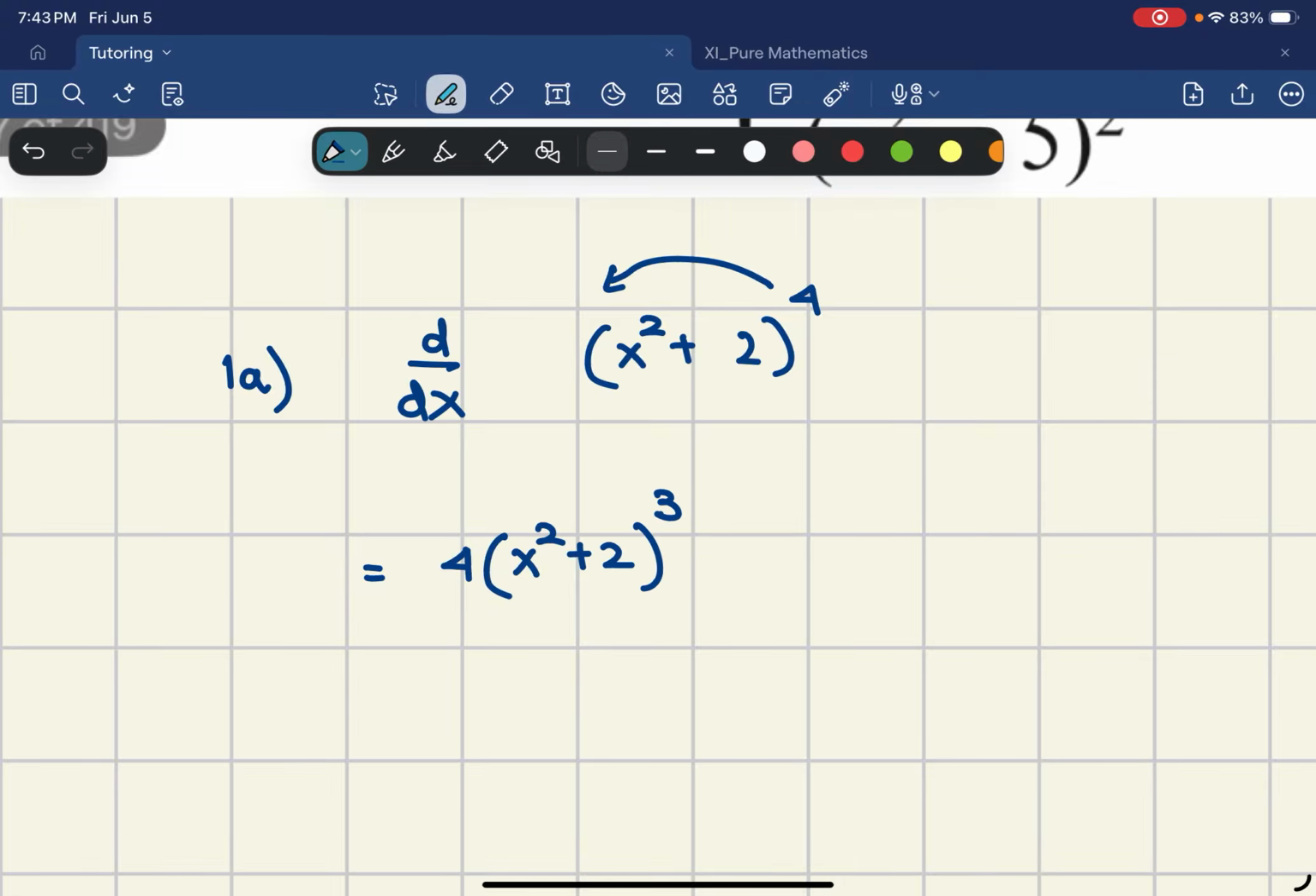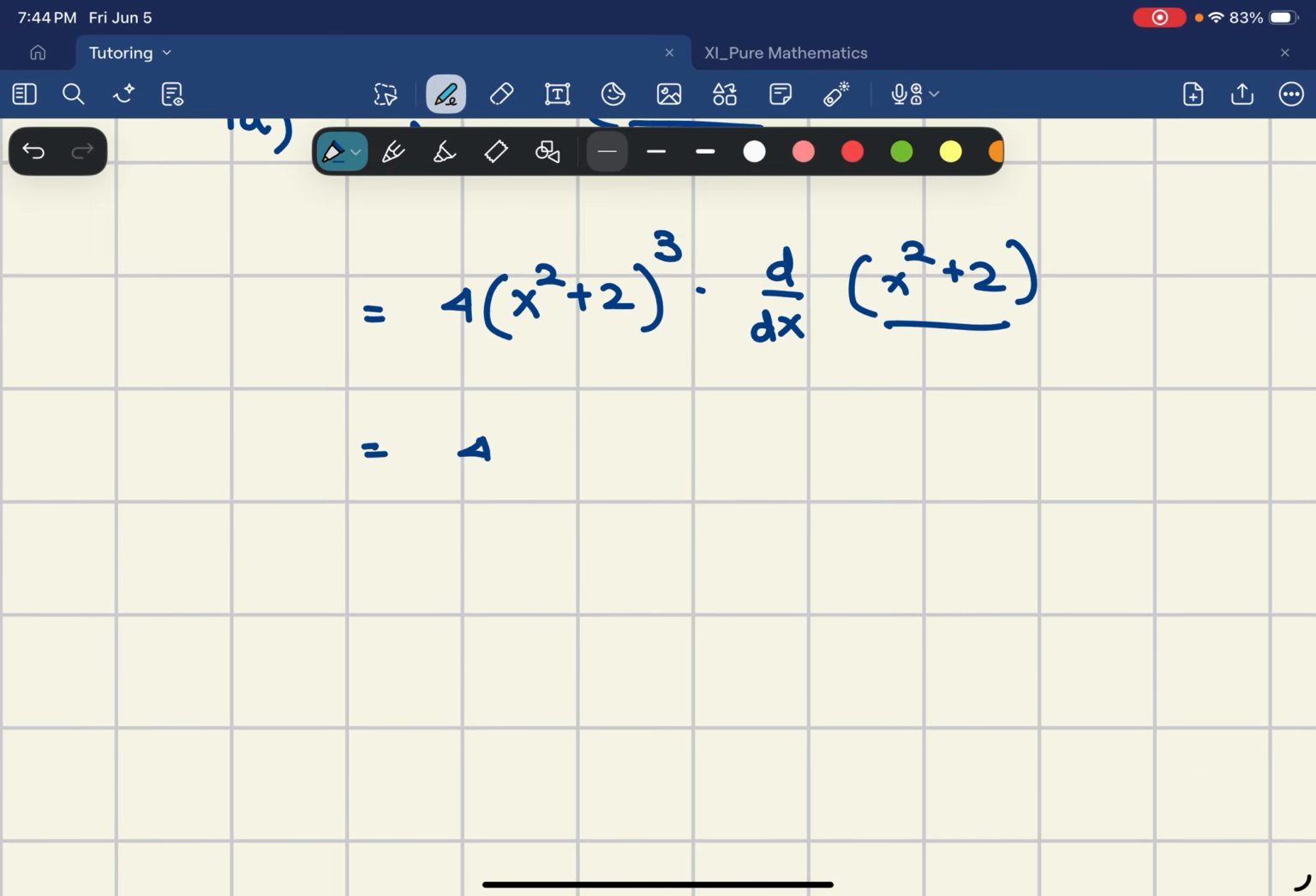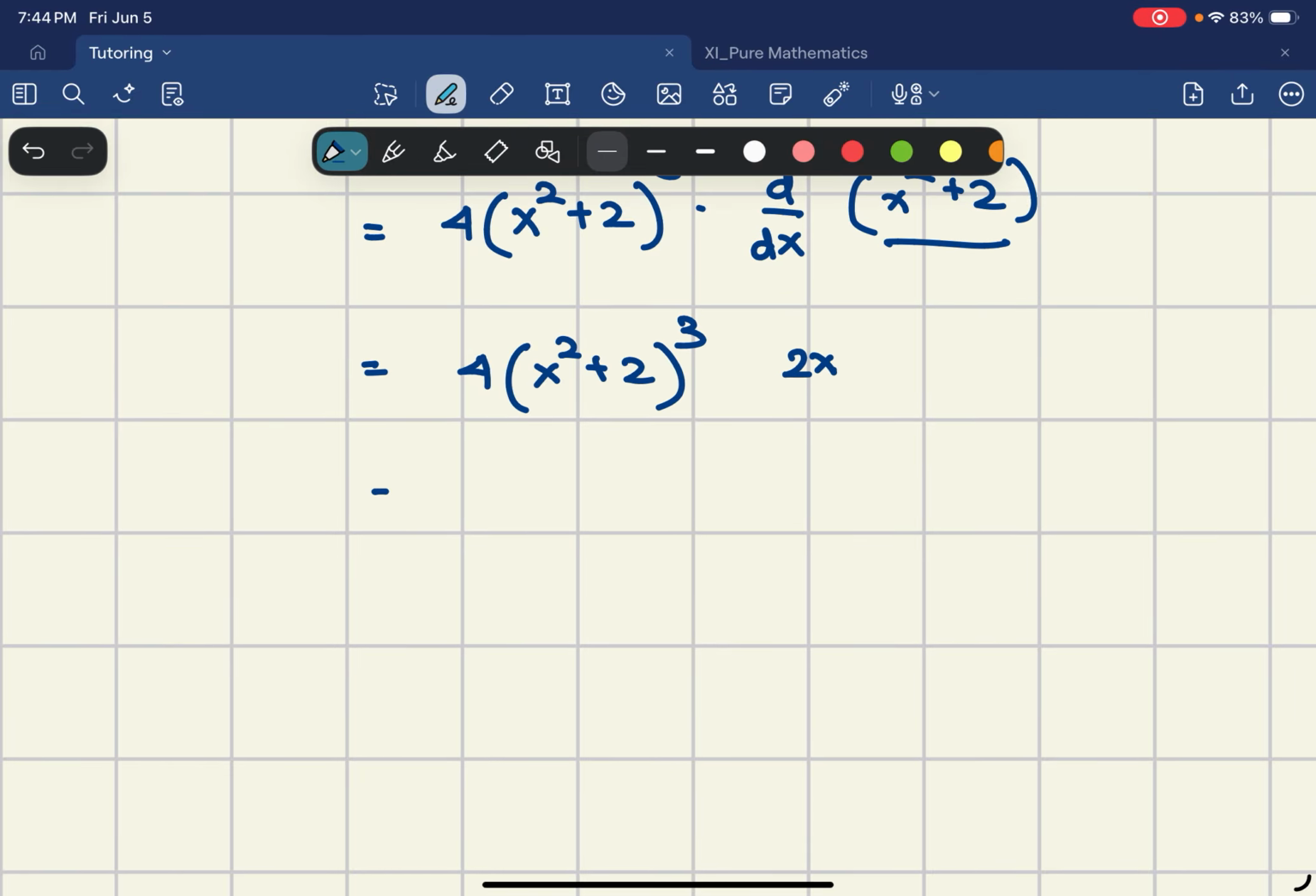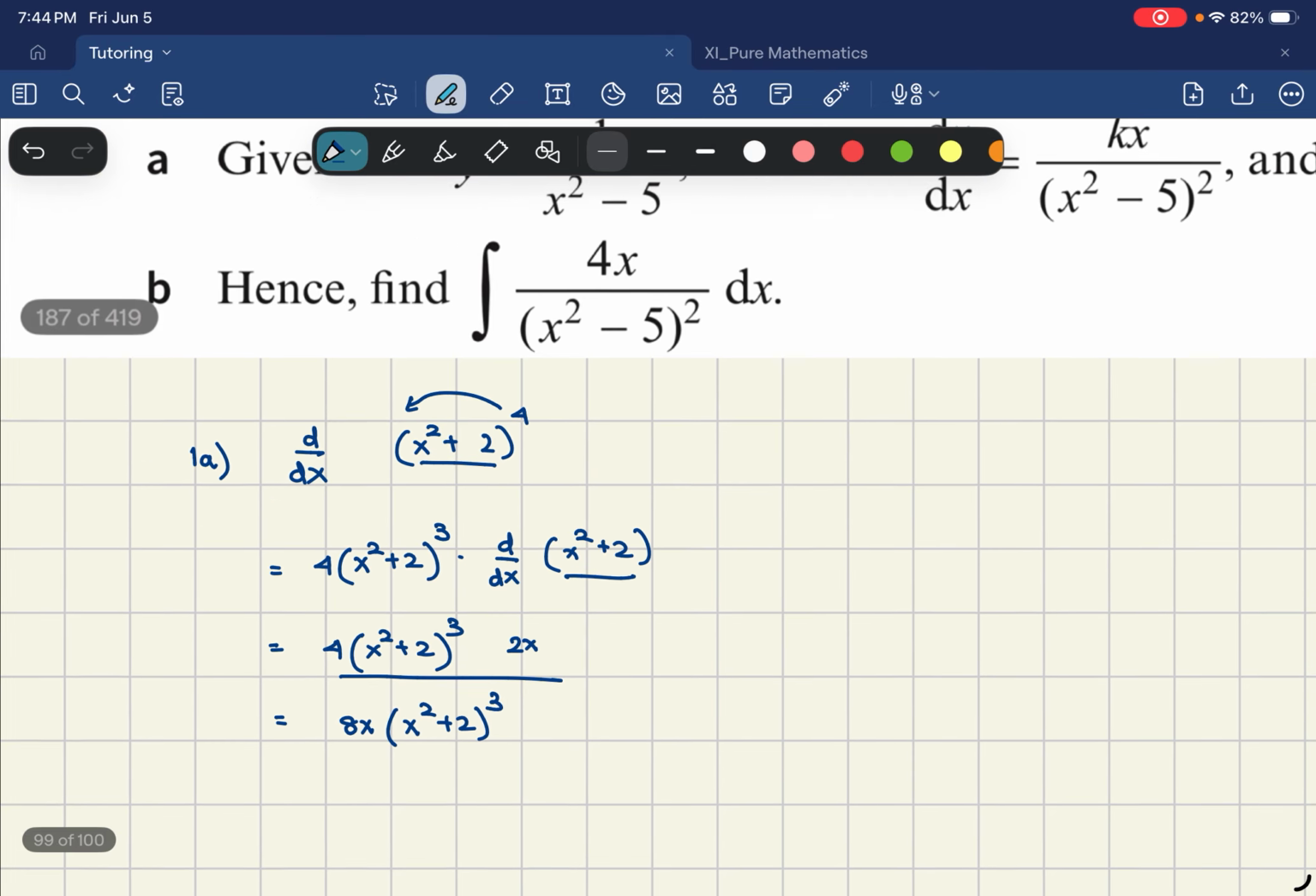You reduce the power by 1, but the inside is not just x, so you have to differentiate it again. And if you differentiate this part, you are going to get 2x. And if you simplify everything, you put everything together, you get 8x (x squared plus 2) cubed. That is the solution to part A.